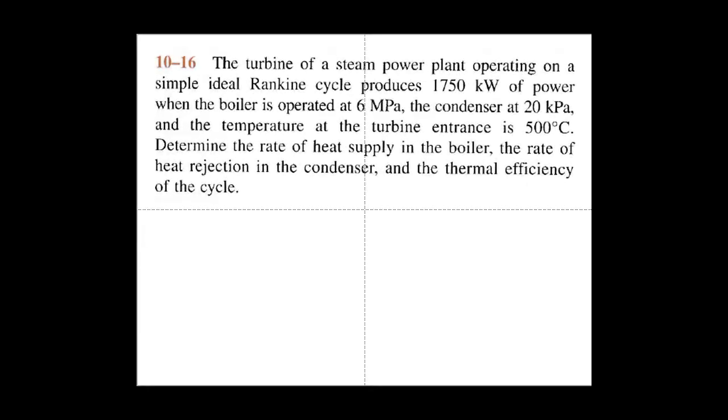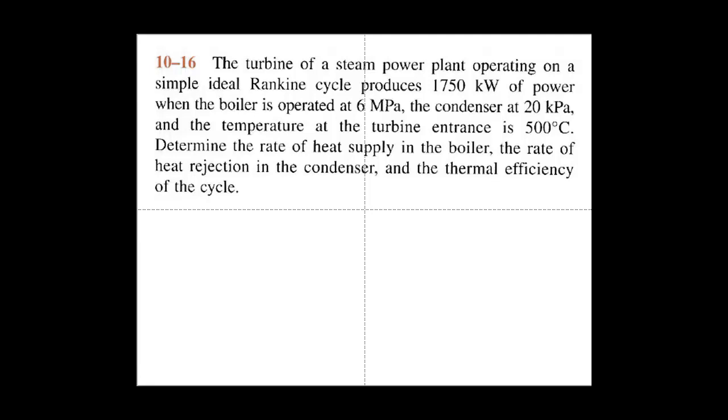So we have our first ranking problem. In this problem we have a power plant that contains a turbine, and that turbine produces 1750 kilowatts of power. The two pressures that this cycle operates within are 6 megapascal in the boiler and 20 kilopascal in the condenser, with steam entering the turbine at 500 Celsius. We are requested to find heat supply, heat reject, and the efficiency of the boiler.